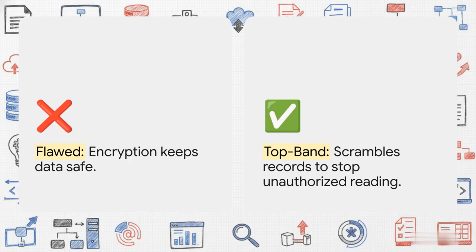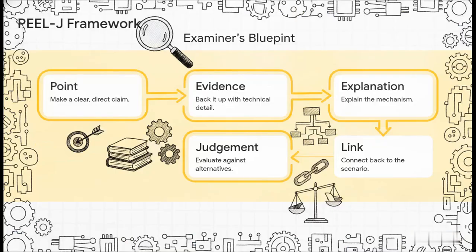The examiner doesn't just want proof that you've memorized a glossary. They want to see you apply a hard technical concept to a real-world scenario. So how do we rebuild that flawed answer into an absolute masterpiece? Well, we're going to deploy what I call the examiner's blueprint. Specifically, it's this 5-phase framework called PEEL-J. That stands for point, evidence, explanation, link, and judgment.